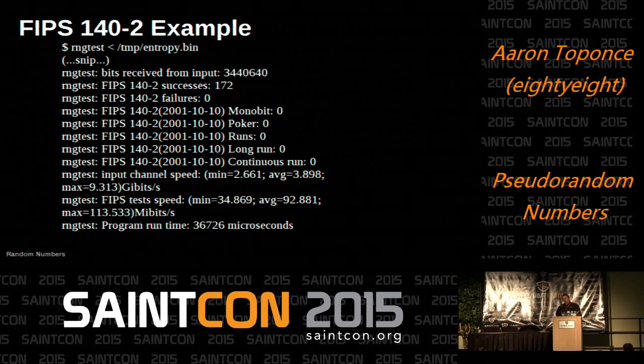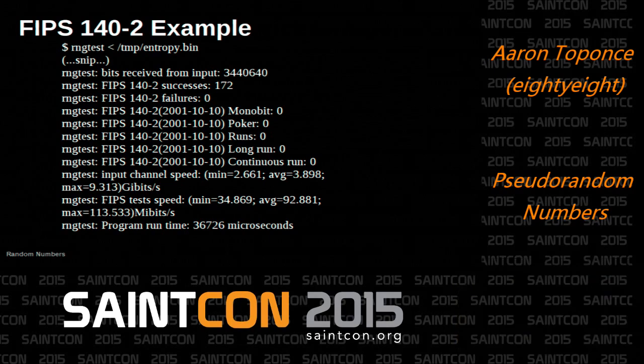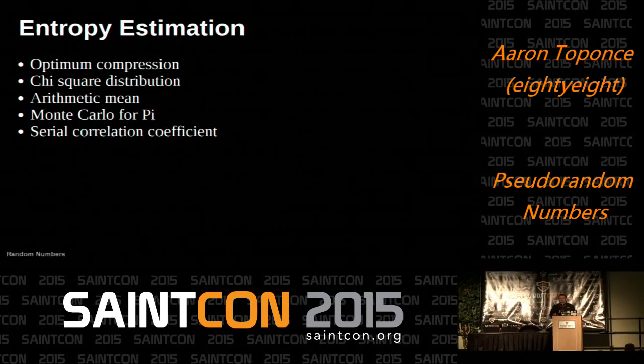Finally, entropy estimation. There's this utility called ent. Ent can run further tests. It can run an optimum compression to see how well it compresses. Random data, as we know, does not compress very well, so we should not be able to compress the file. We can look at the chi-square distribution, the arithmetic mean, even the Monte Carlo simulation for approximating pi.